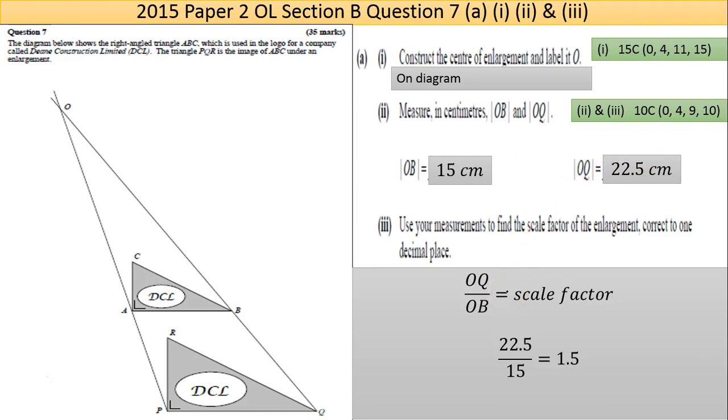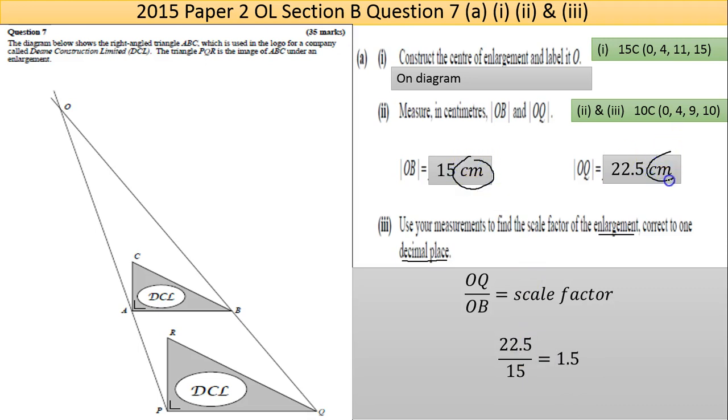And the part 3 there, now you're asked to use your measurements to find the scale factor of the enlargement. So your number should be making the original bigger, so it should be greater than 1. Correct to 1 decimal place. Always make sure you round it to what they ask for, or they should lose marks. And make sure there's units. In this case, it's not 1.5 units. Although I did note the units back here.